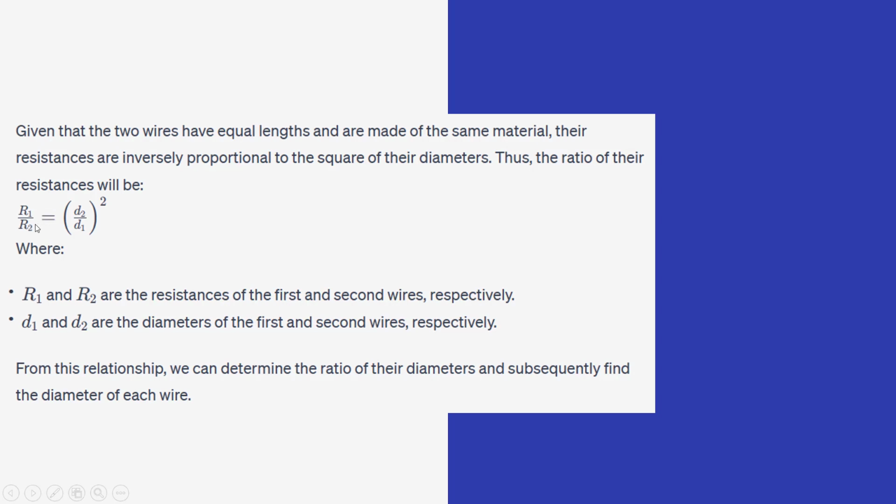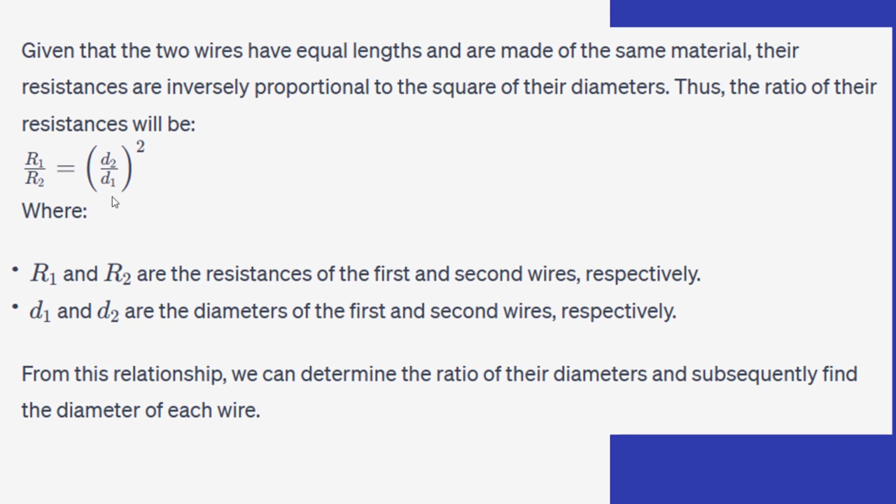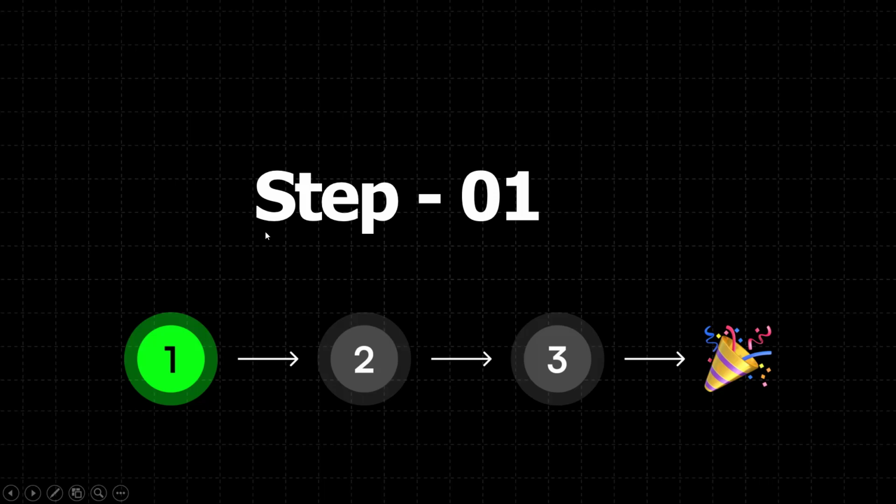So, R1 divided by R2 equals D2 divided by D1 whole square. I already told resistance is inversely proportional to the diameter. The resistance of wire 1 is inversely proportional to the diameter of wire 1, and the resistance of wire 2 is inversely proportional to the diameter of wire 2. So, to find out the diameter of wire 1 and wire 2, we are using this formula: R1 divided by R2 equals D2 divided by D1 whole square. Okay. Step 1.